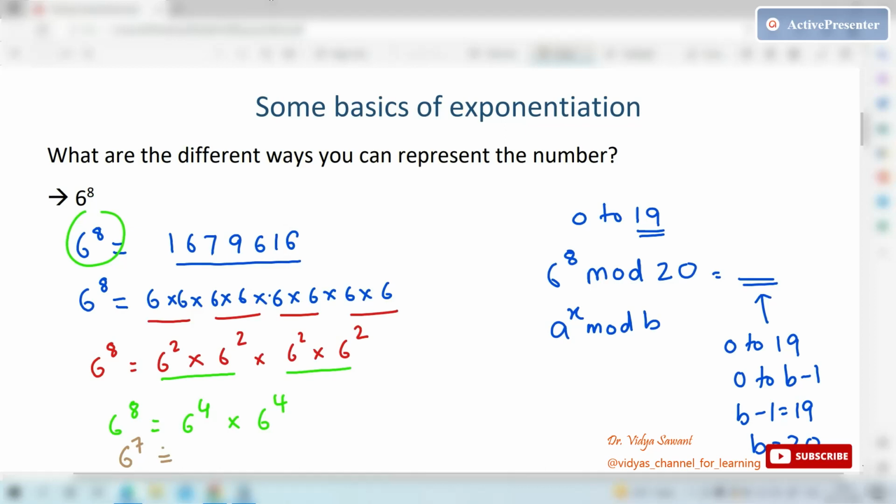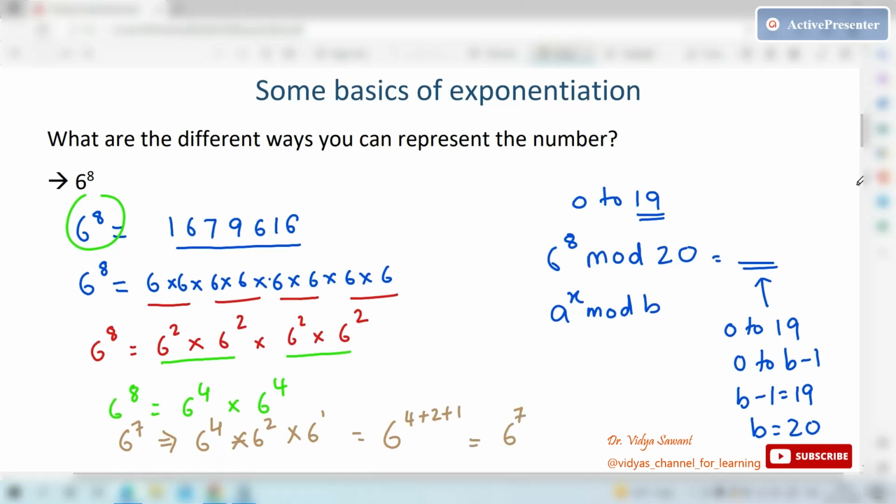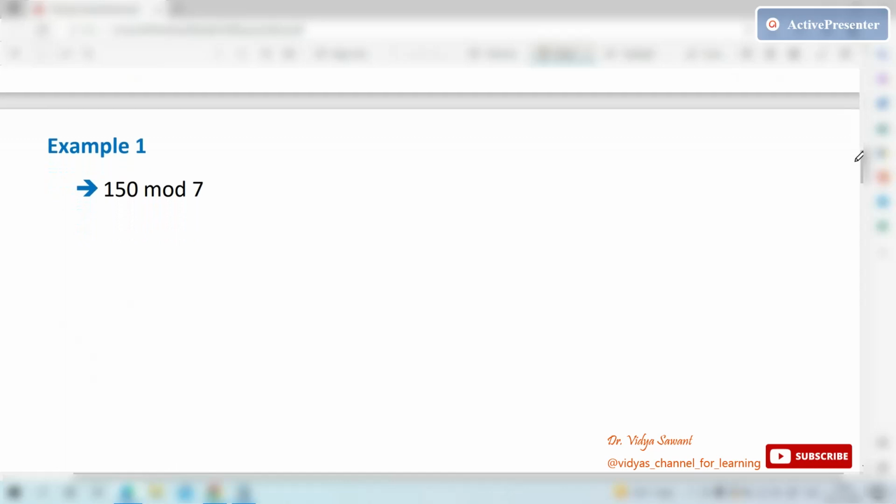How would you write 6 raised to power of 7? There are different ways of writing. One way is 6 raised to 4 into 6 raised to 2 into 6 raised to 1. That is basically 6 raised to 4 plus 2 plus 1, which comes out to be 6 raised to 7. With this basic knowledge, we'll go ahead with solving a few questions on modular exponentiation.